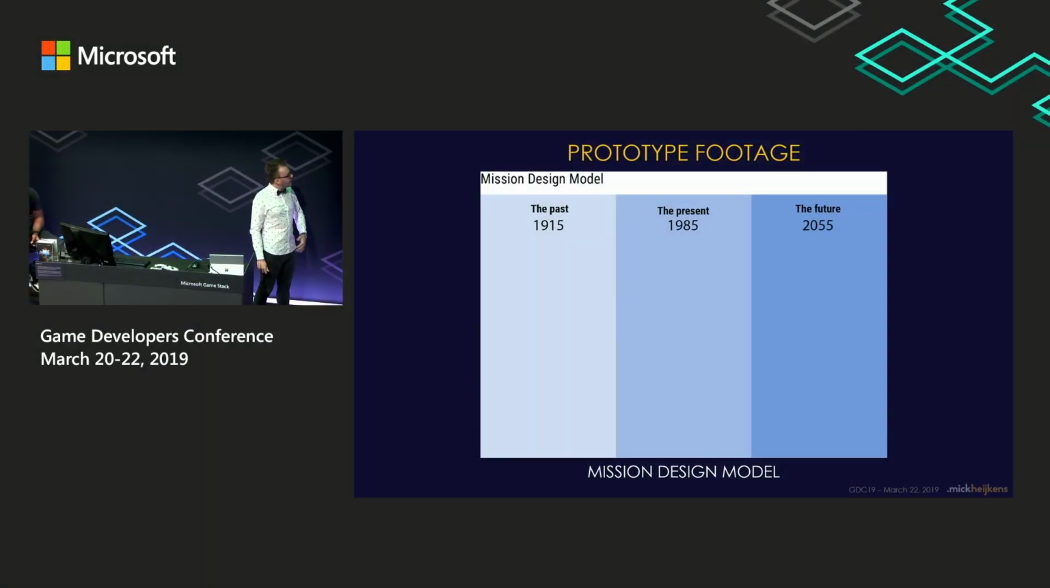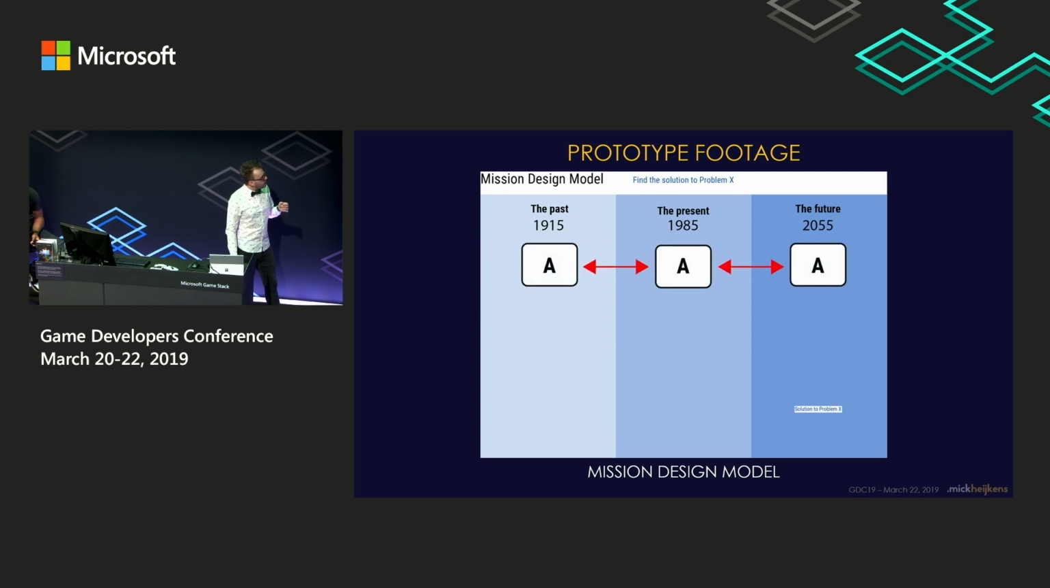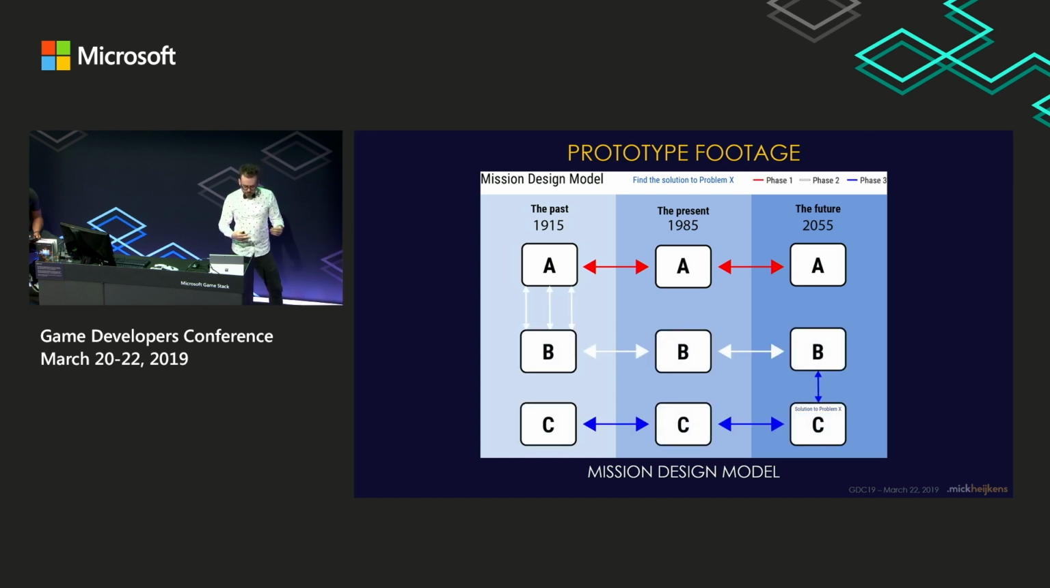So for the mission design, I have made this little chart, which shows the 3 different time periods. And the goal is that somewhere in the world, there is a problem, in this case in the form of an objective or a mission, and there's a solution. However, as a player, you don't know exactly where it is at that moment. So by introducing multiple phases, the idea is that the player finds the solution through different items and puzzles that players can find in different time periods.